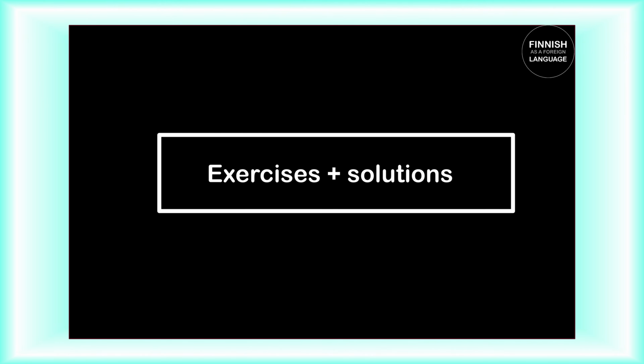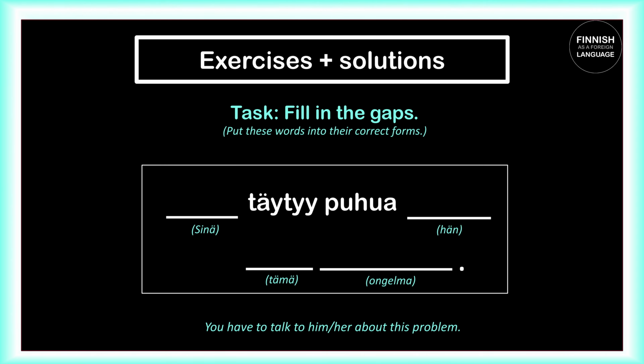Alright, now we move on to our last chapter for today, the exercises and solutions. So today we have two different kinds of exercises. So let's start with our first exercise. We want to say you have to talk to him about this problem. Below the blank spaces you see which words you have to put into the correct forms. We have 7 seconds to answer. So let's solve it together.